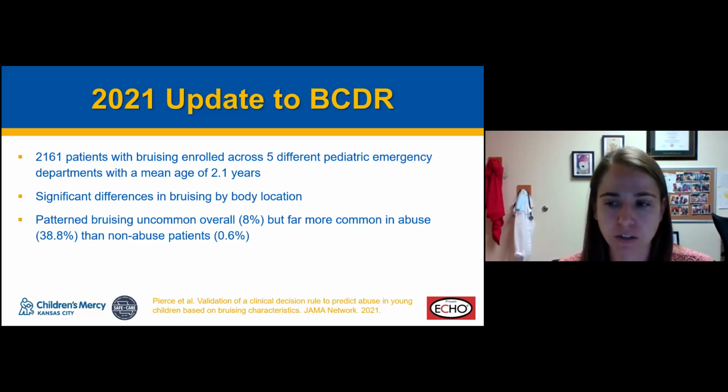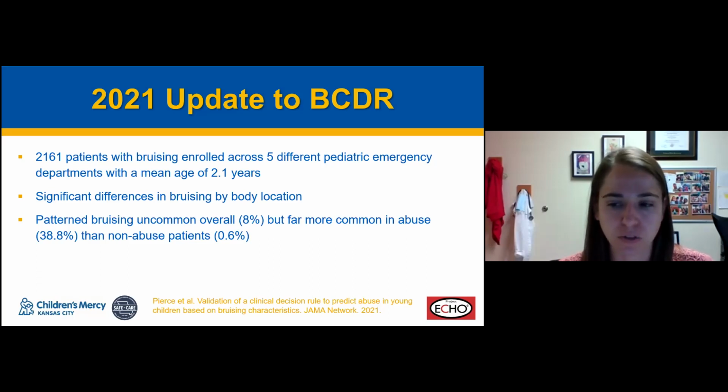Because this was prospective, the research team was able to collect detailed documentation about bruising in the moment, ensuring consistency among the level of detail of data collected for both the abused and non-abused patients. So they divided the study population into kids who they determined to be definitely abused and kids who were not abused. And they compared characteristics of bruises that were documented in the abused versus non-abused groups. And they again found some significant differences in bruising by body location, which on the next slide, I'll show you an image of what they found.